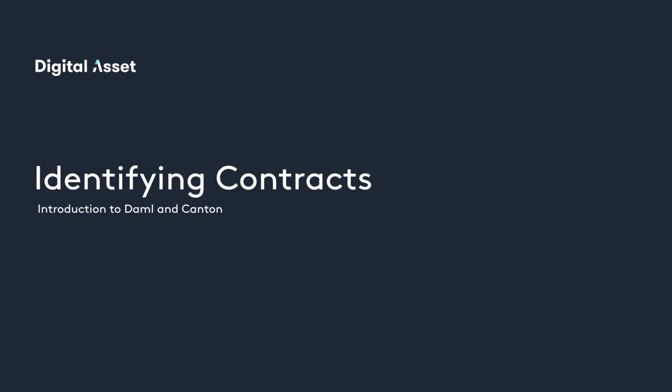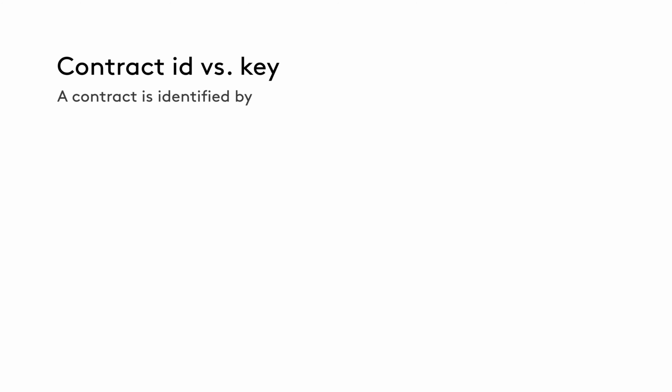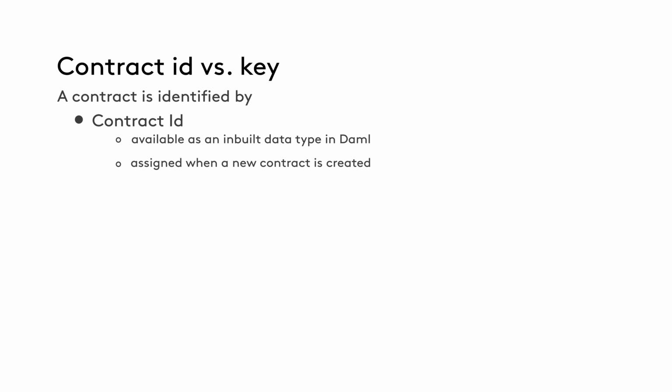Contracts are the smallest unit of work with a DAML ledger, so let's start with how to identify contracts with contract IDs and keys. DAML assigns a unique contract ID to every contract that it creates. The contract ID is an inbuilt data type that is associated with a contract and can be used to access a contract. However, contract IDs are not stable references.